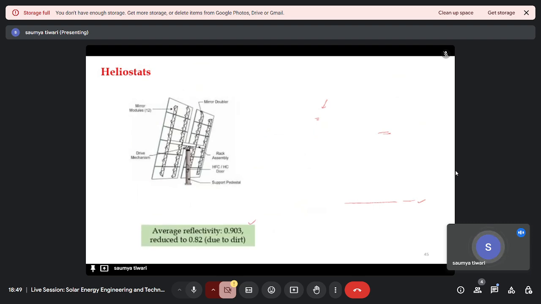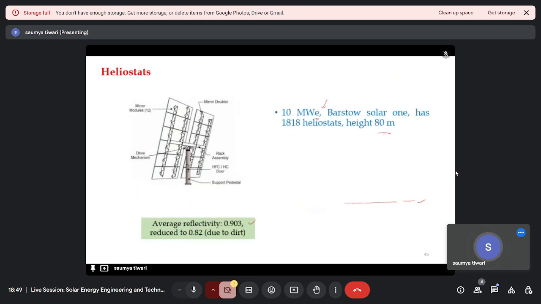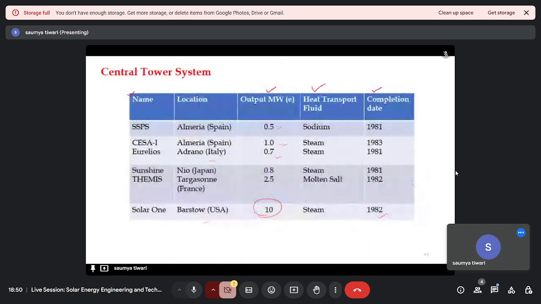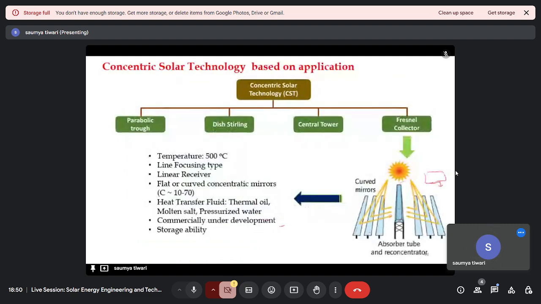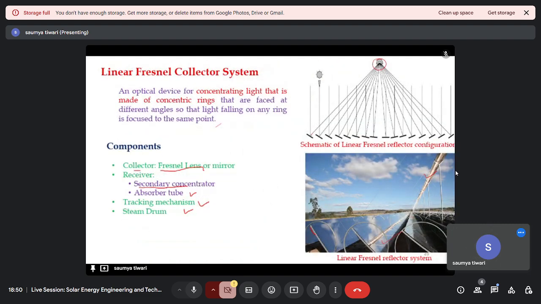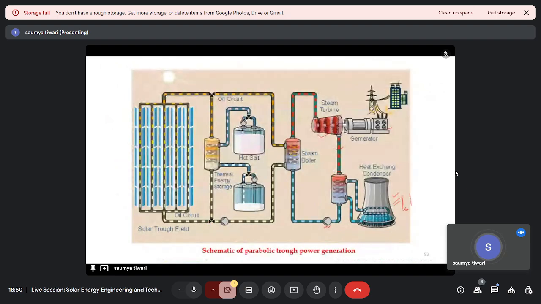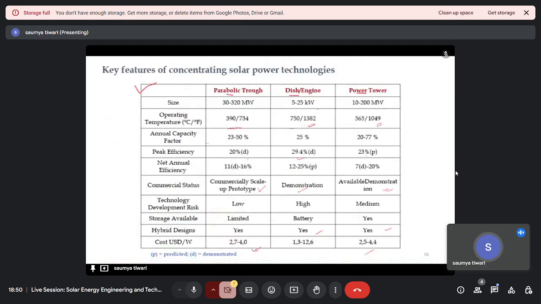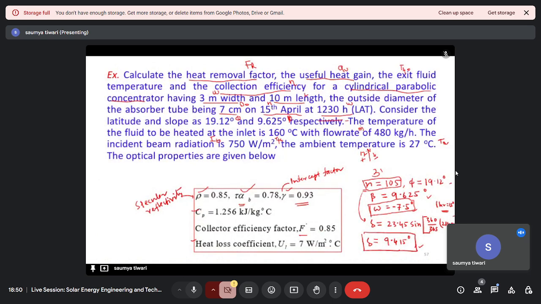Okay, I will not go into detail on these theoretical questions, the theoretical part. Let's skip all this and go straight back to the numerical problem. Okay, this is another numerical.